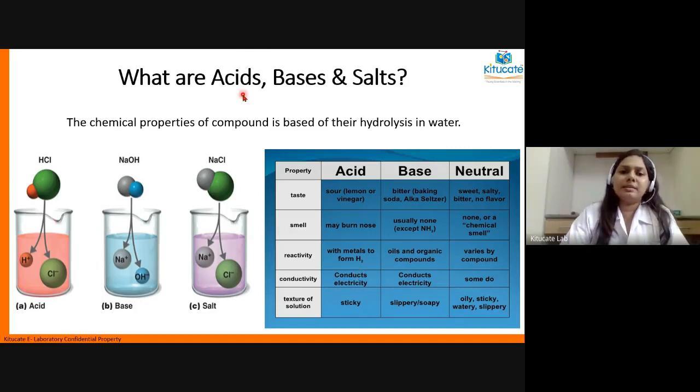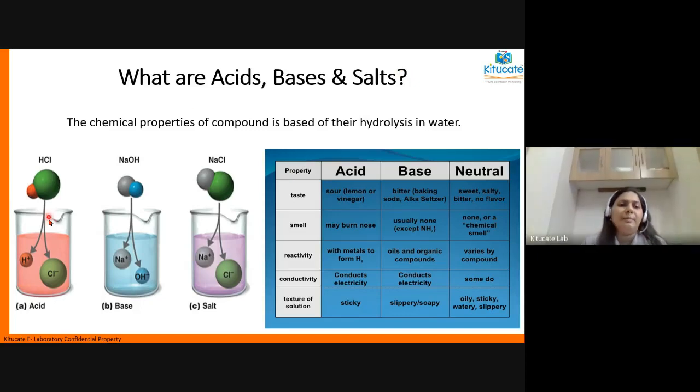So we know what an acid is. Anything that is sour is an acid. Anything that is a little slippery is a base. What are salts? Salts are formed when acids and bases combine. The example is given here in the picture. The first one is HCl, hydrochloric acid. And the second one is a base called NaOH, which means sodium hydroxide.